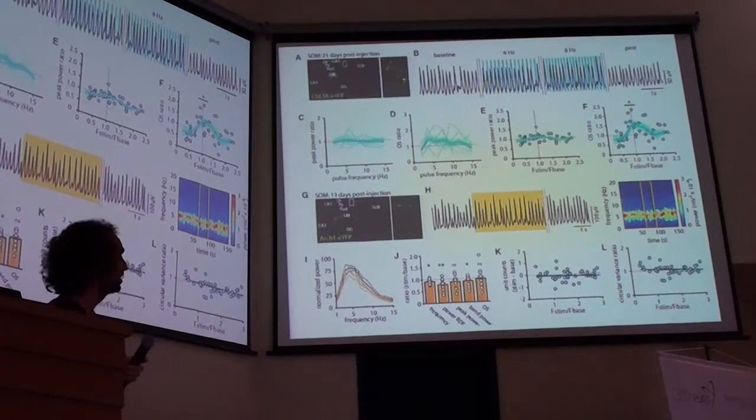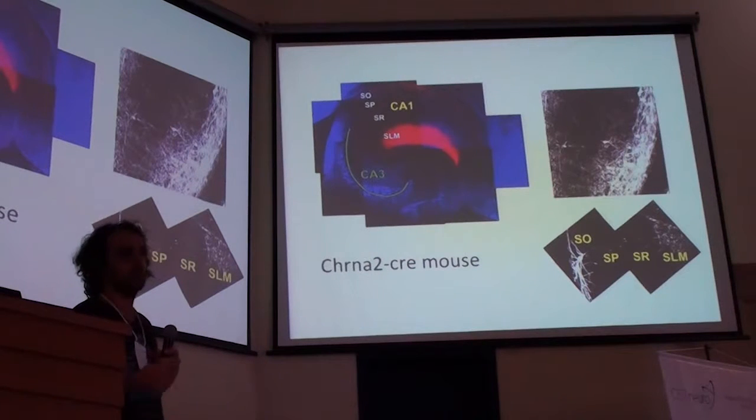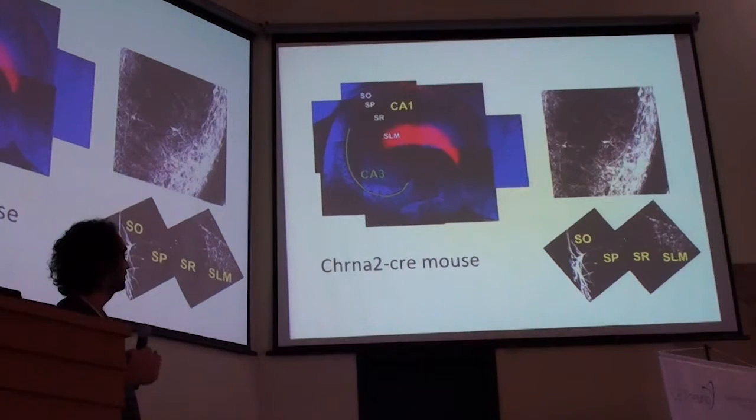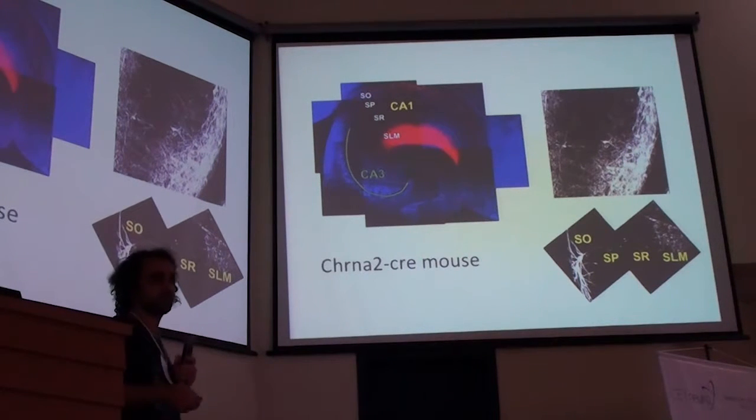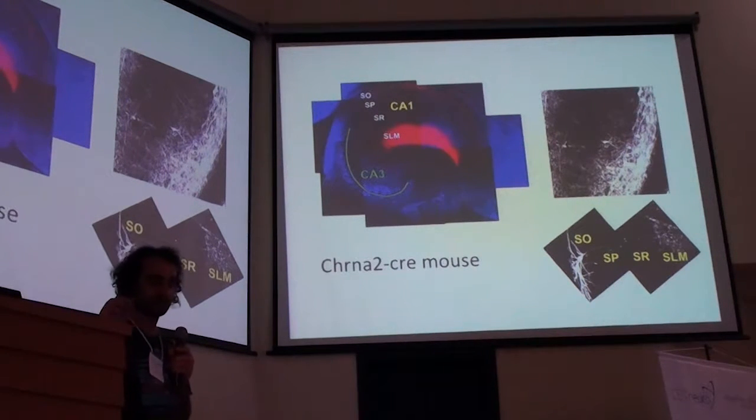So, okay, this is our marker. It's a Chrna2-Cre. We made a mouse. As I said, Chrna2 is the nicotinic receptor alpha 2. You see, it's very specific. You have the cell bodies here, where the OLM cell bodies are supposed to be, and this cloud of tomato fluorescent protein here matches the axonal plexus of these cells.